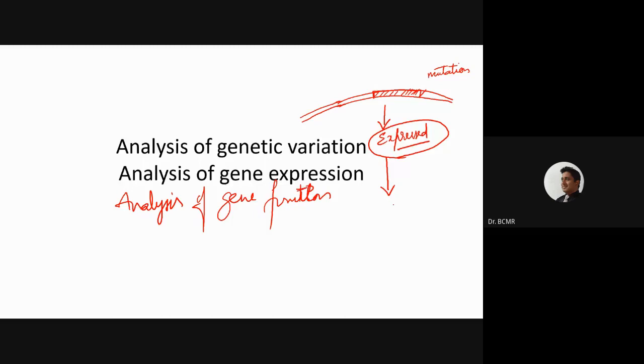Right? So if an RNA or a protein is there, how can we determine its function? Does it interact with another protein? Does it interact with RNA or DNA? Some kinds of techniques like that. So each of these is a category. And in today's class, we will try to see some techniques that are analysis of genetic variation.